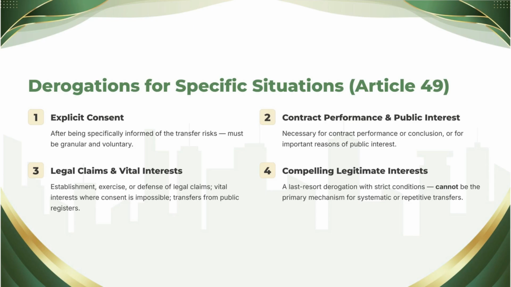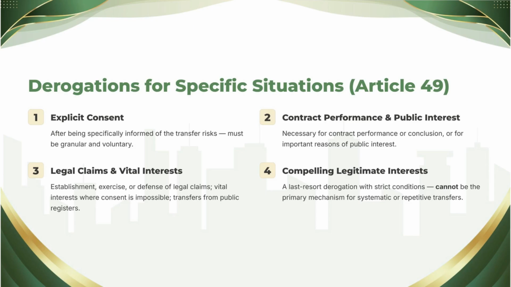You book a hotel in Tokyo, your booking details must reach Tokyo. A cousin derogation covers contracts concluded in the individual's interest with another party. Think travel insurance arranged for you. Important reasons of public interest, recognized in EU or member state law, international judicial cooperation, for instance. Legal claims, establishing, exercising, or defending them, litigation abroad needs the evidence abroad.